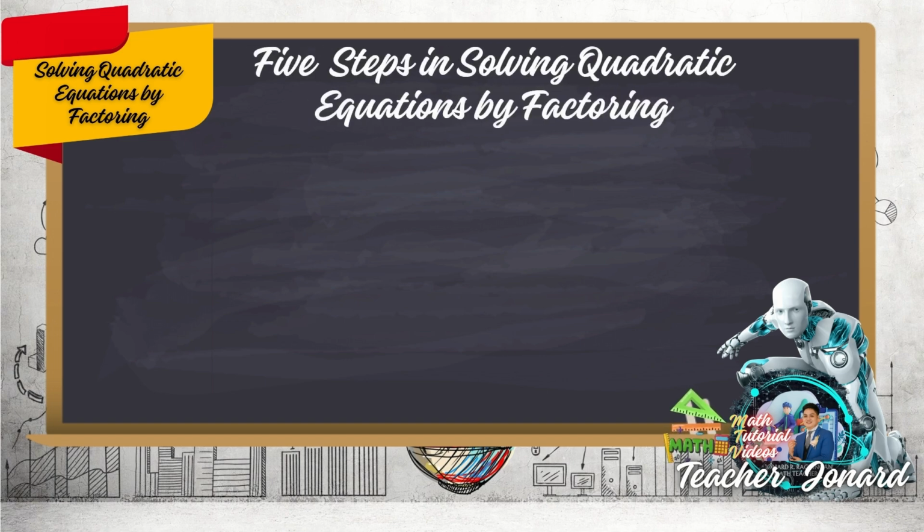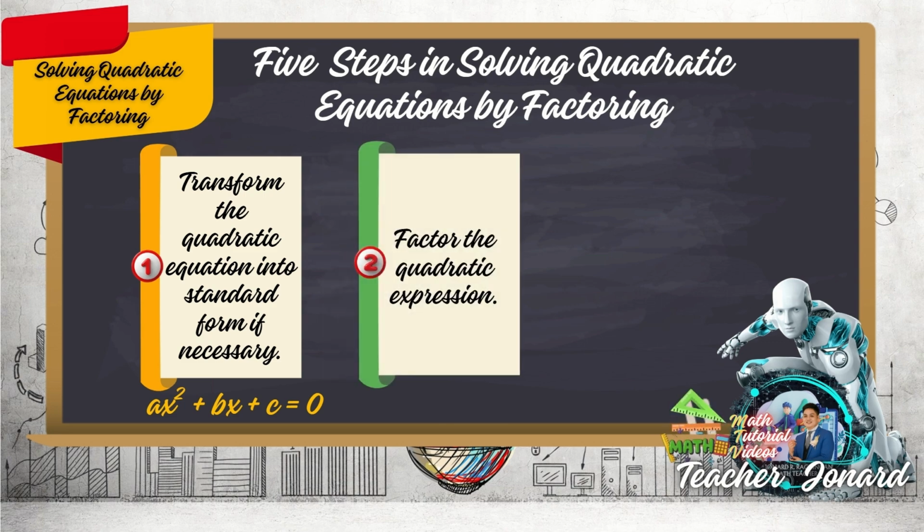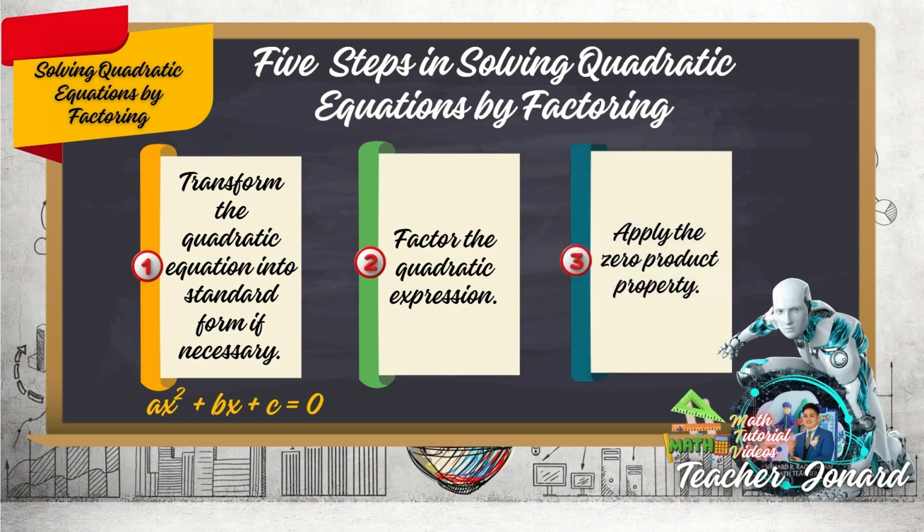Step 1. Transform the quadratic equation into standard form if necessary. That means the equation should be in this form: ax squared plus bx plus c equals 0. If your equation isn't in this form yet, rearrange the terms. Step 2. Factor the quadratic expression. Step 3. Apply the zero product property.